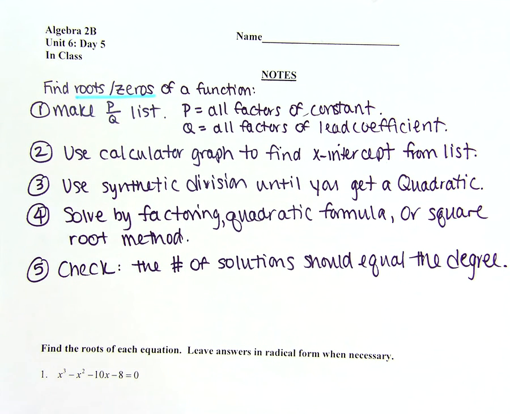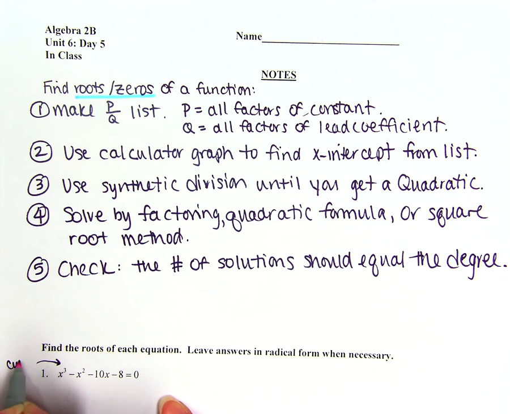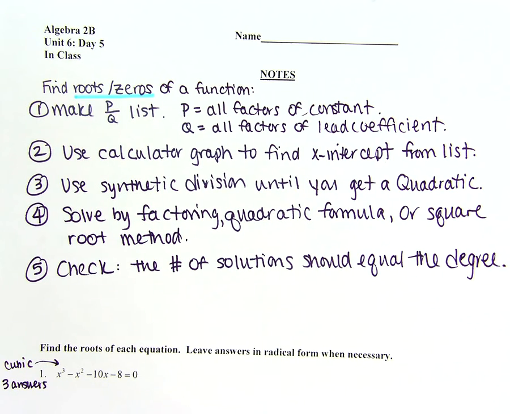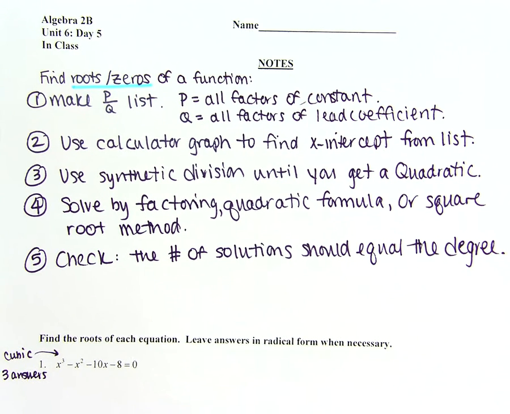So it says, find the roots of the equation and leave your answers in radical form when necessary. So I know that I have a cubic equation. Since this is a cubic, or a third degree, that means I should get 3 answers. Alright, so I'm going to figure out how I can get all 3 of my answers.